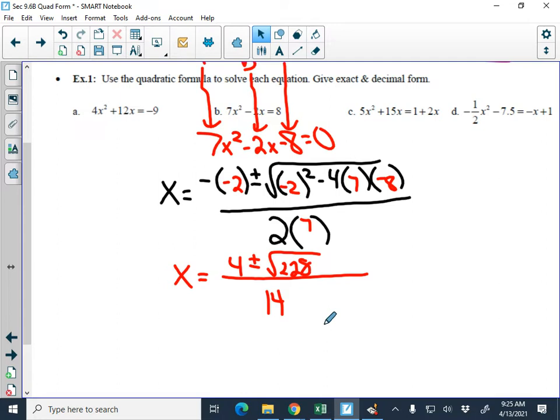What'd I miss? Oh, I don't know why I made it 4. Sorry, it should be positive 2, because a negative negative makes it positive 2. A negative times a negative is positive, and it should just be 2.